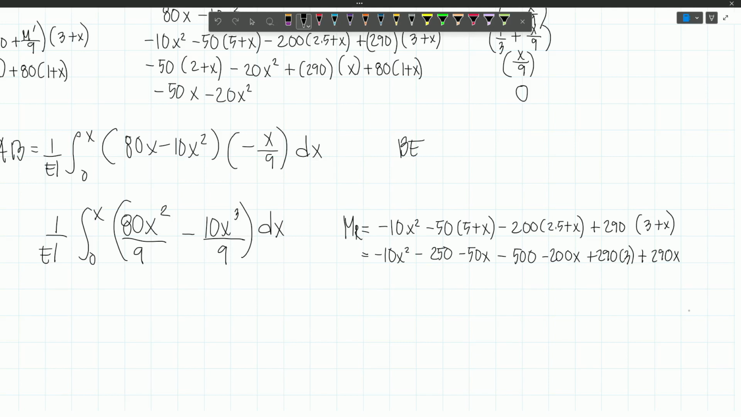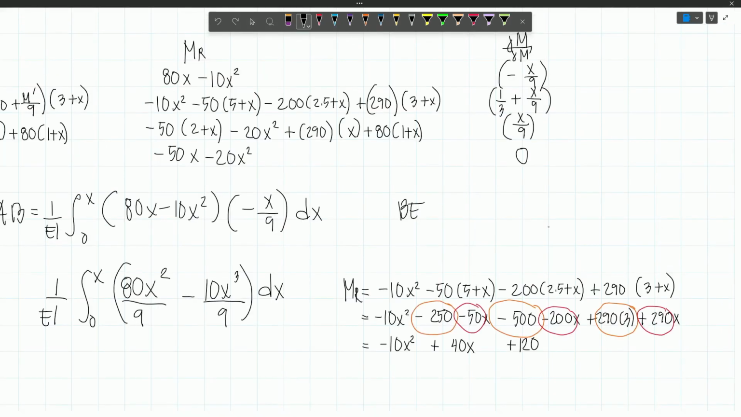Now, let's join the like terms. Let's first start with the constants. Negative 250 minus 500 plus 290 times 3. Now, that will be 120. So, this will be negative 10x squared and then plus 120. And then, let's join the terms with x as their variable. So, negative 50 minus 200 and then plus 290. And so, that will be 40x. So, this is our simplified equation for MR for this segment.